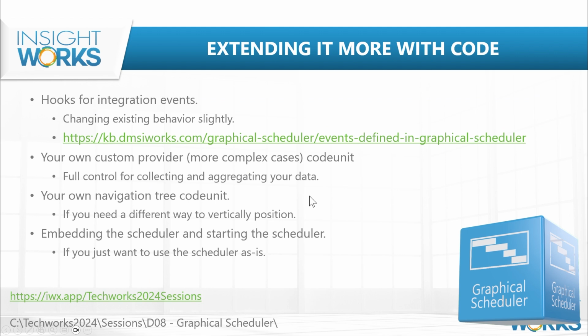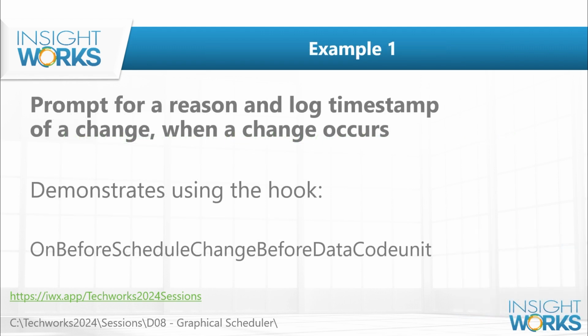All right, so now we're going to go through an example of how you can extend this with code. The example we're going to use is prompting for a reason, and we're just going to log a timestamp of that change whenever that change occurs. With this, we're going to be demonstrating one particular event, on before schedule change, and it's going to give an opportunity to basically intercept that. And in our case, we're going to log it. The reason for this example is it's a pretty common auditing task, if you are allowing drag and drop, is to ask the person doing the drag and drop why.